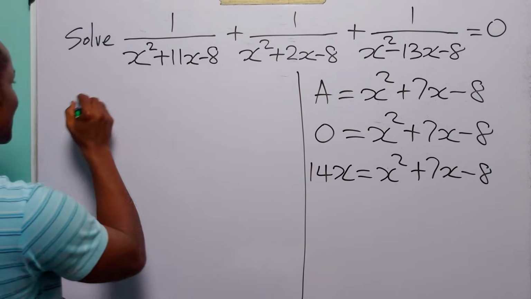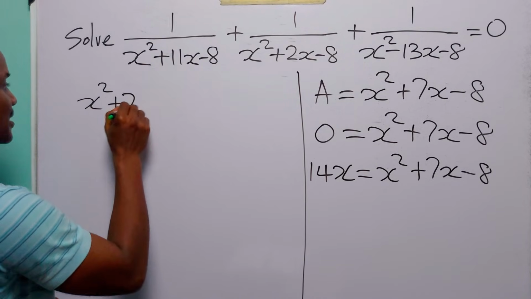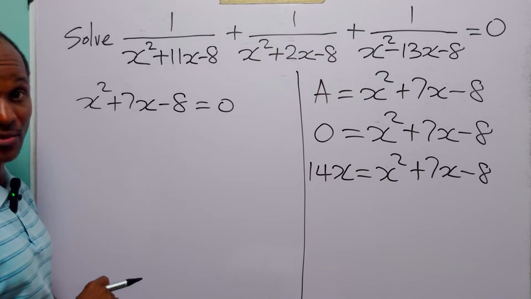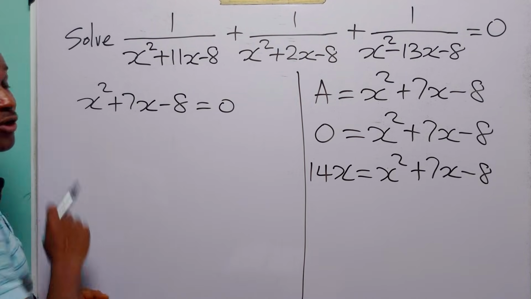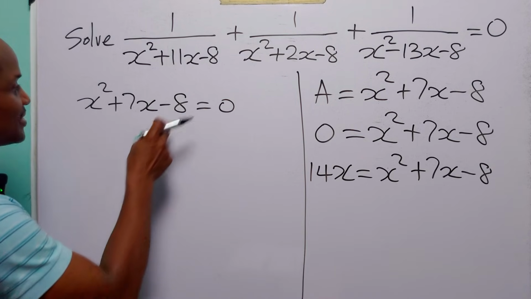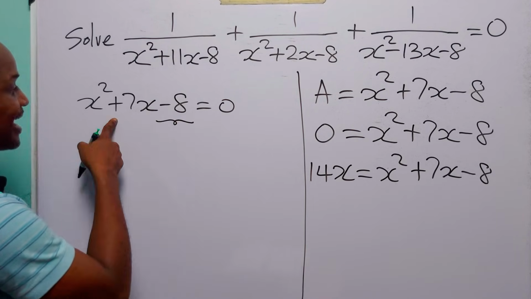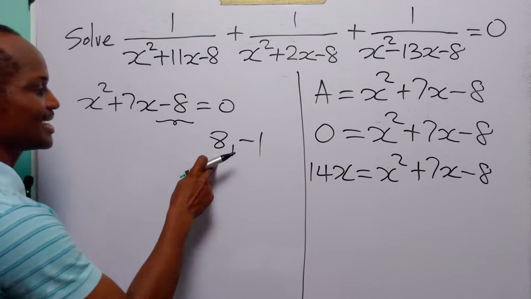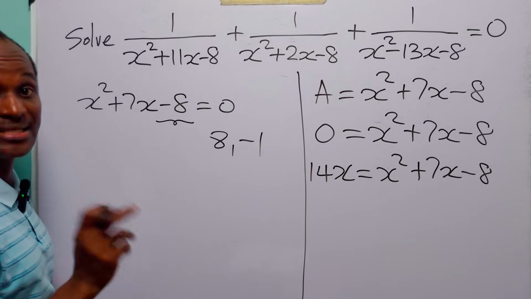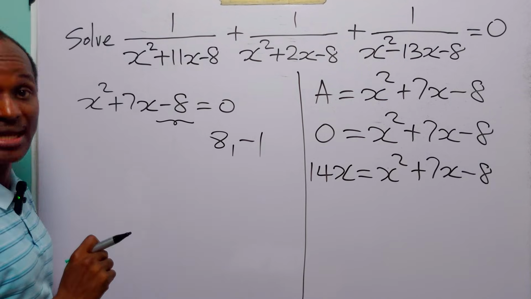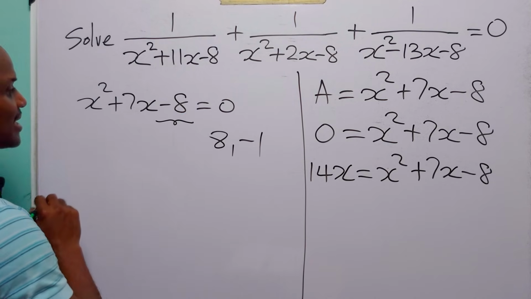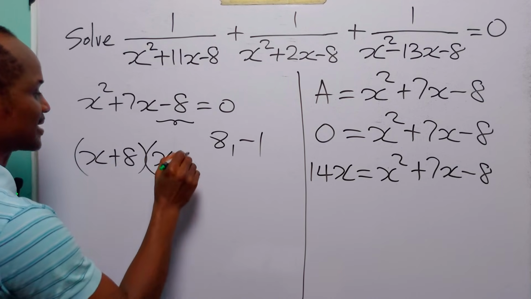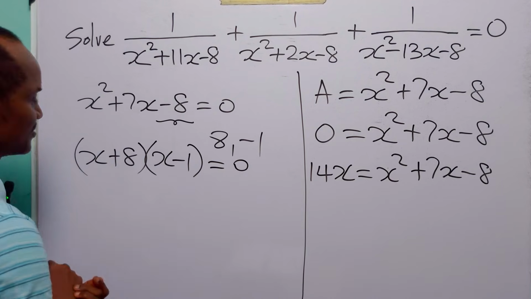Now, from this equation, we have that x squared plus 7x minus 8 is equal to 0. We can solve this quadratic equation by factorization. Since the coefficient of x squared is 1, all we have to do is to find the factors of minus 8 that add up to plus 7. And those are going to be 8 and minus 1, because 8 times minus 1 is going to give us minus 8, while 8 minus 1 is going to give us 7. So we can factorize the left-hand side of this quadratic equation as x plus 8 multiplied by x minus 1, and of course this is equal to 0.